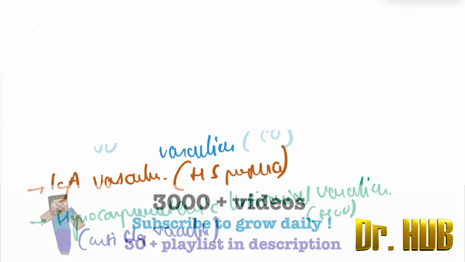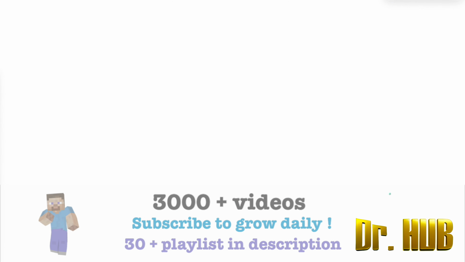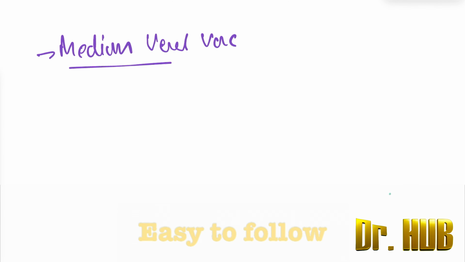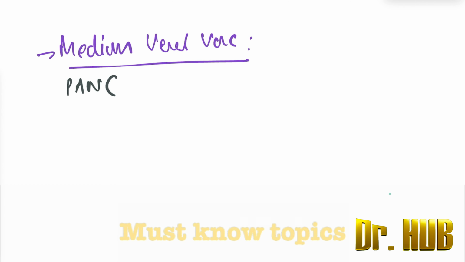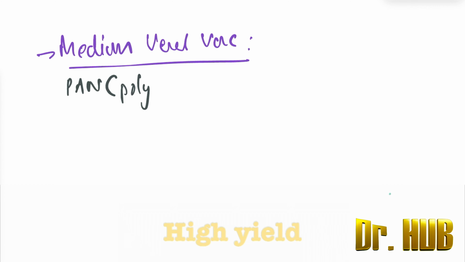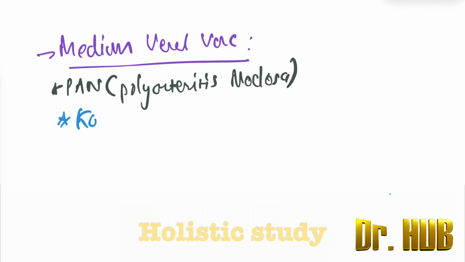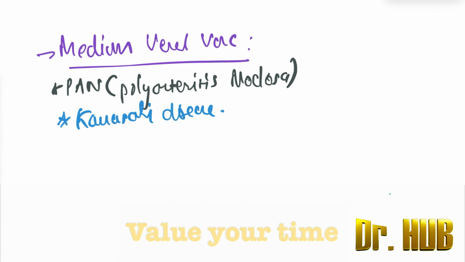Now we'll move on to answering our questions. The first question we saw was, name the medium vessel vasculitis. The medium vessel vasculitis includes PAN. PAN stands for polyarteritis nodosa. Next comes Kawasaki disease.